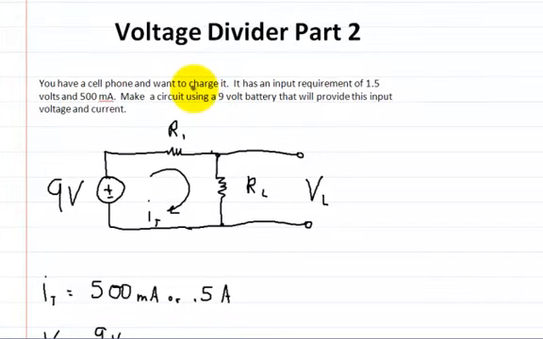Hi, this video is on voltage dividers, and this is part 2 of the series. In this particular video, we want to charge a cell phone, and all we have is a 9-volt battery. So what we want to do is use a voltage divider in order to do this, because you can't directly connect a 9-volt battery to the cell phone, because the input can only be 1.5 volts and 500 milliamps. So we're going to use a circuit similar to this one to do that.